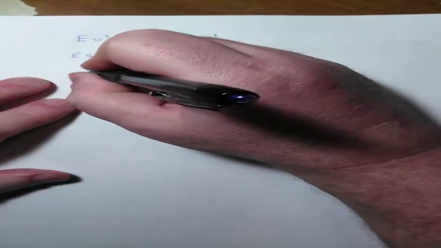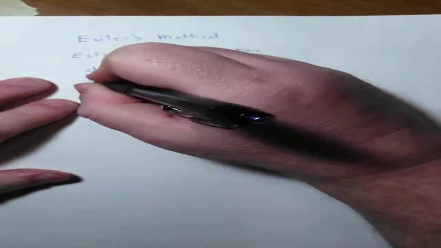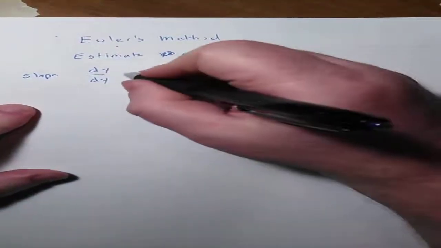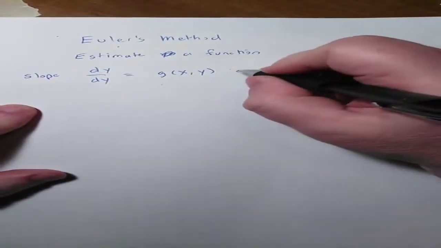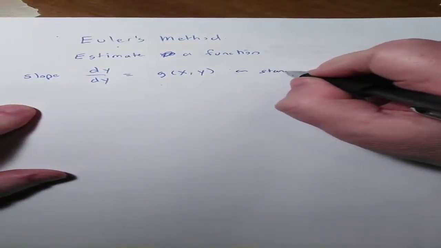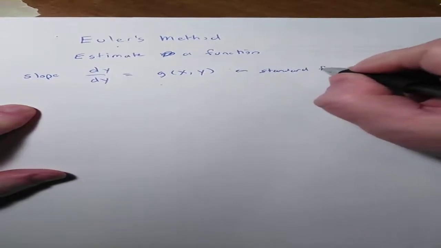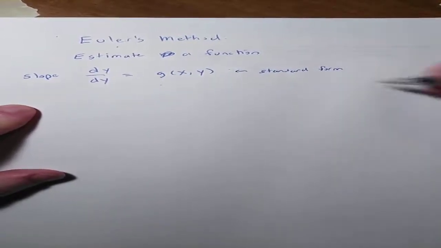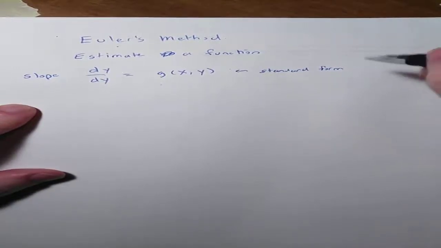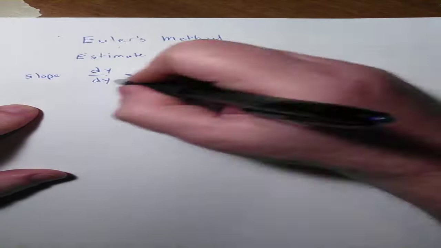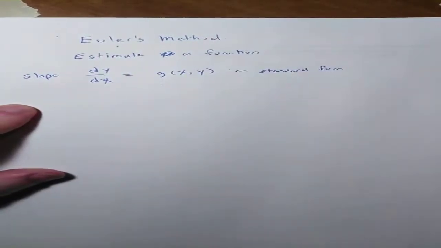So the general idea here is you're going to have a dy by dx. Remember, that's a slope, and that is equal to some function g of x, y. This is the standard form of the differential equation we want to solve.